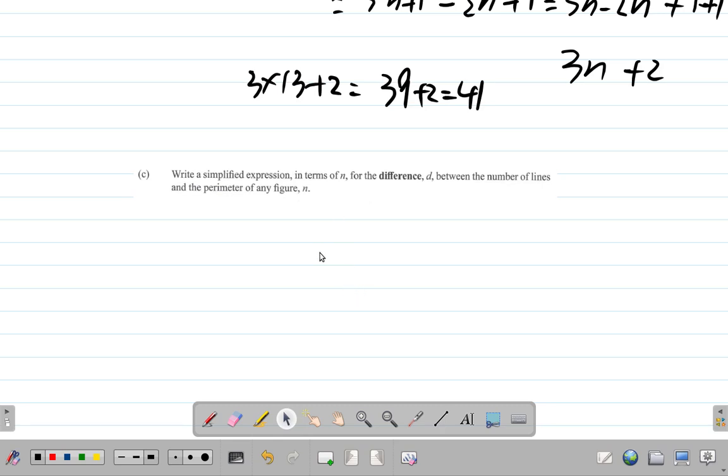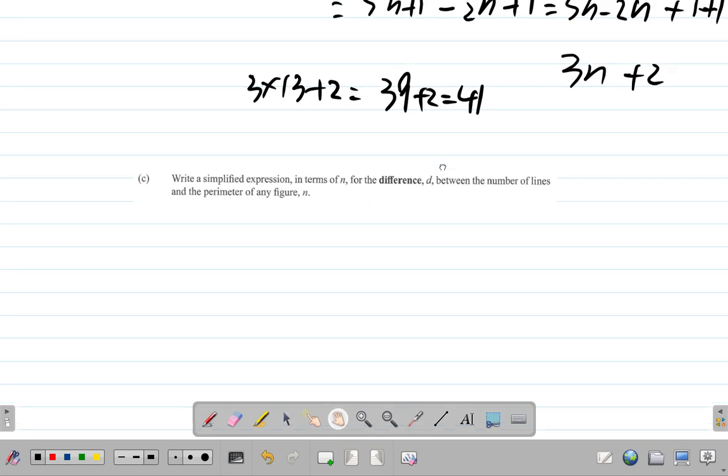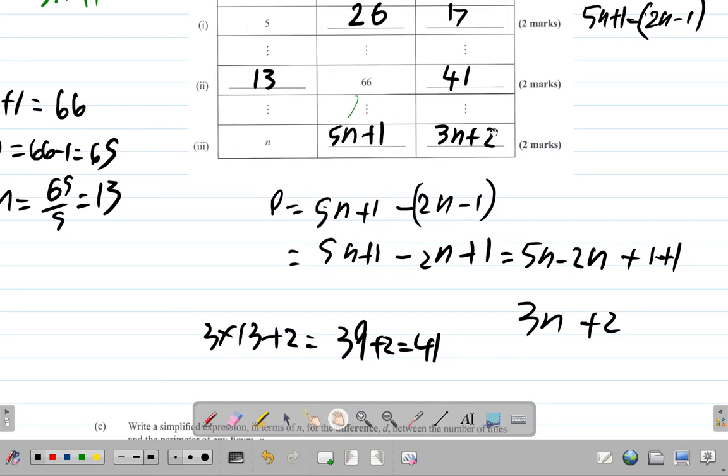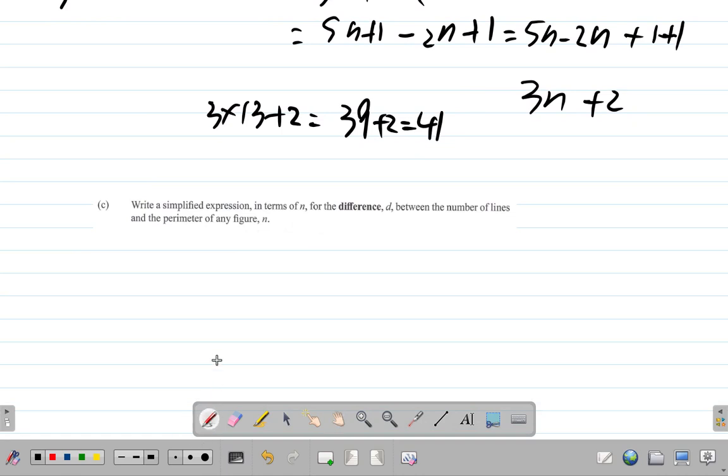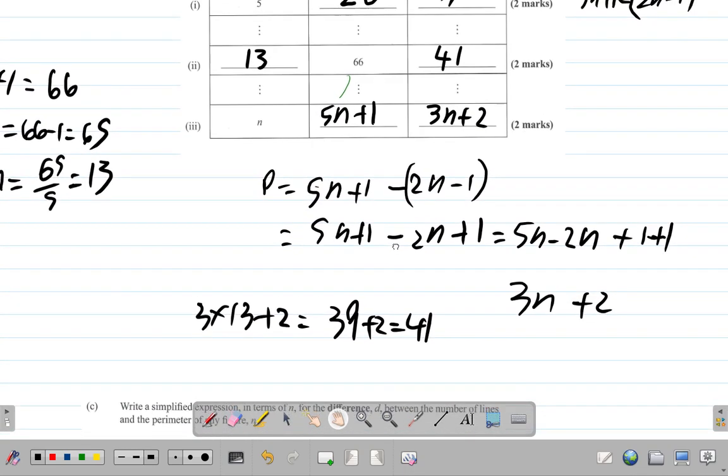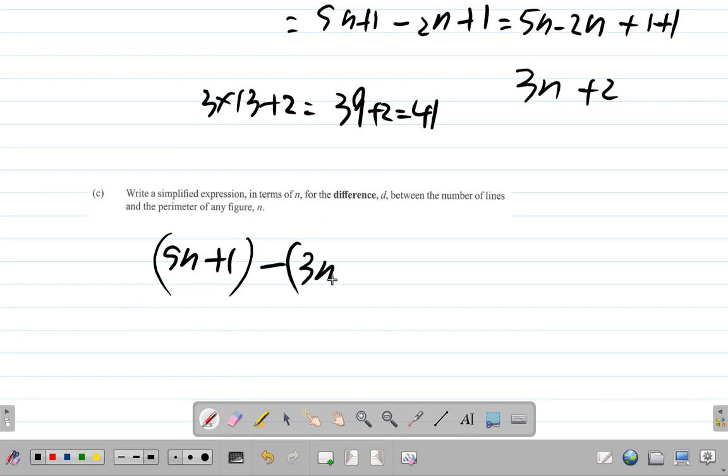Write a simplified expression in terms of n for the difference d between the number of lines and the perimeter of any figure n. So you have the number of lines and the perimeter. So 5n plus 1 minus (3n plus 2). Now you want the brackets: 5n plus 1 minus 3n, negative 1 times 3n, and negative 1 times 2, giving the minus 2. Alright, good. You see that?